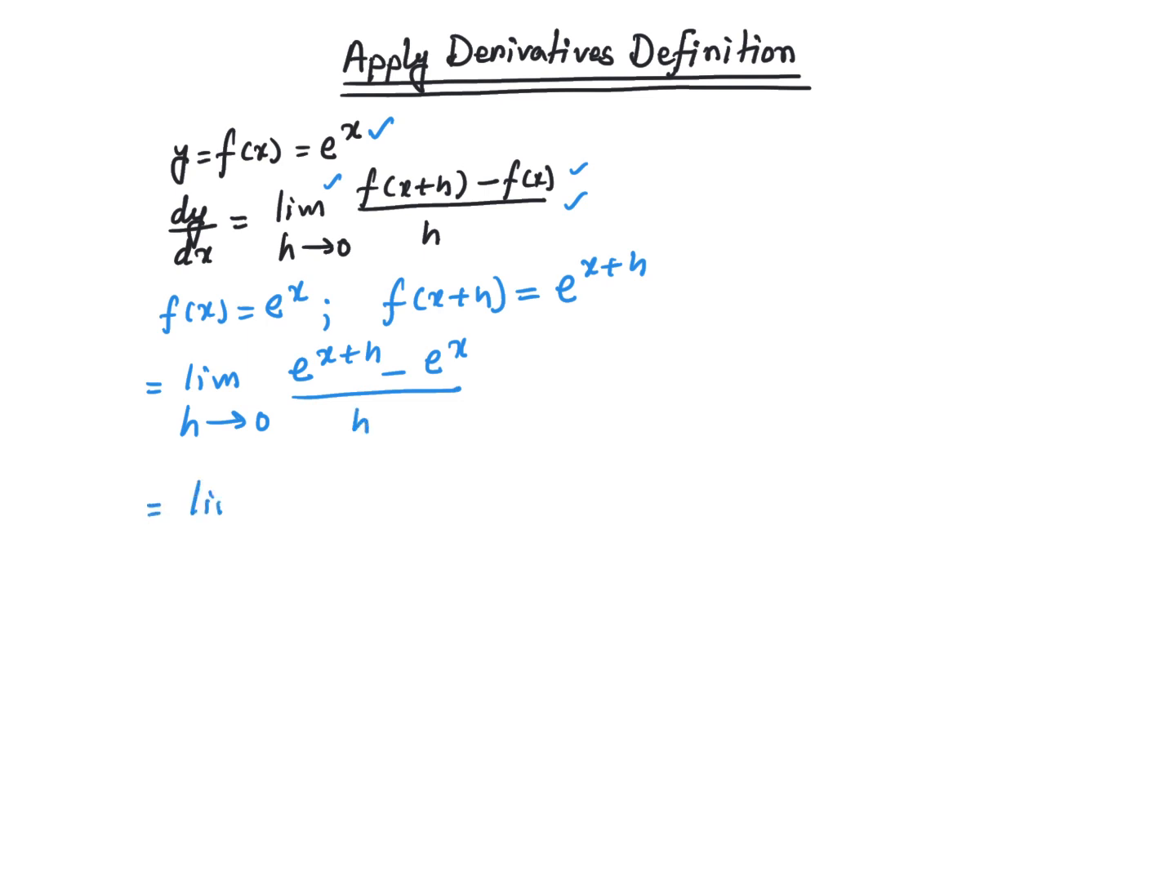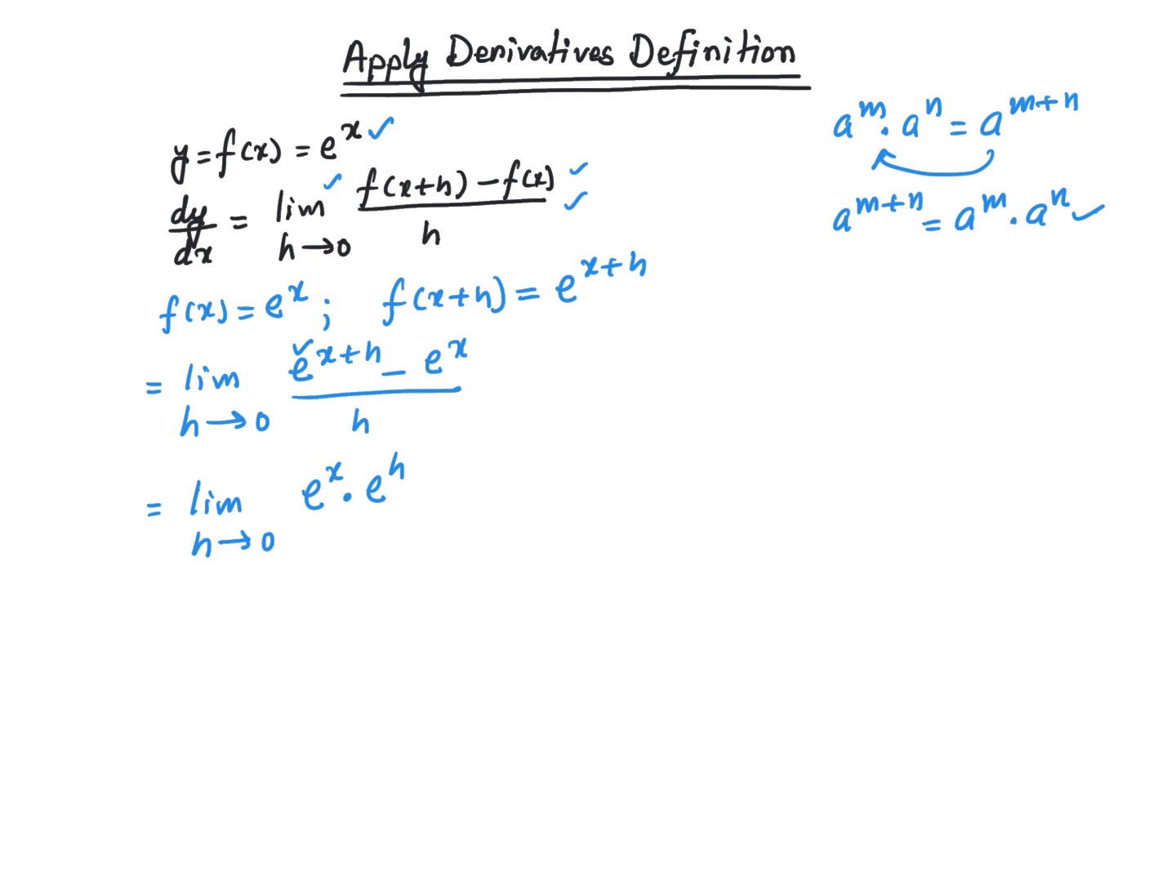This is going to be equal to the limit as h approaches 0. Now e to the power x plus h, I could write as e to the power x times e to the power h. And you remember your rules for exponents, right? So a to the power m times a to the power n is equal to a to the power m plus n. Or if I go the other way around, a to the power m plus n is equal to a to the power m times a to the power n. So this version of the equation I have used to go from here to here.